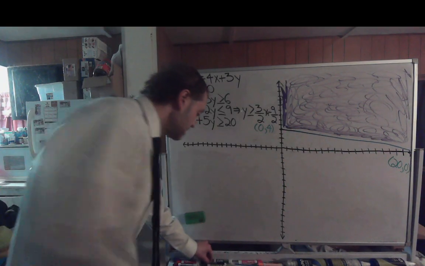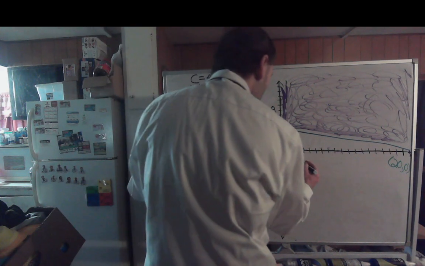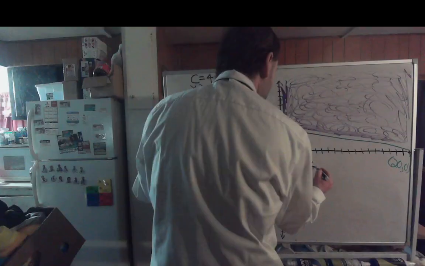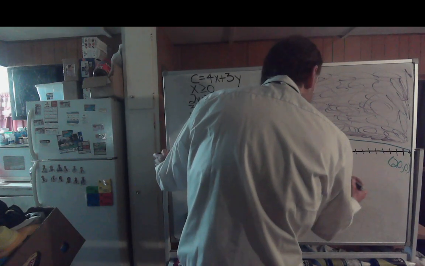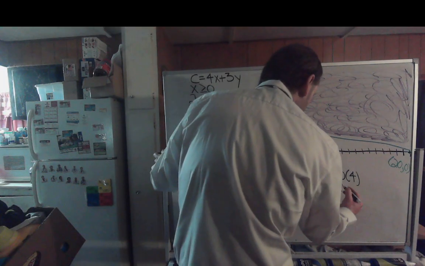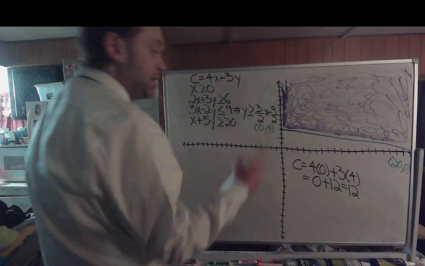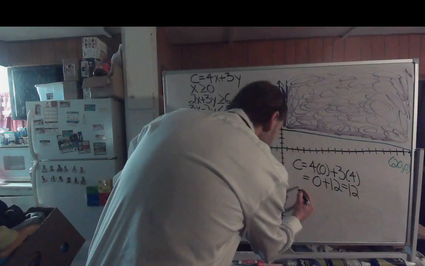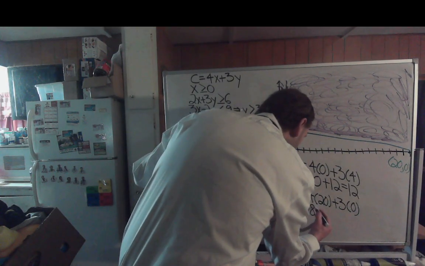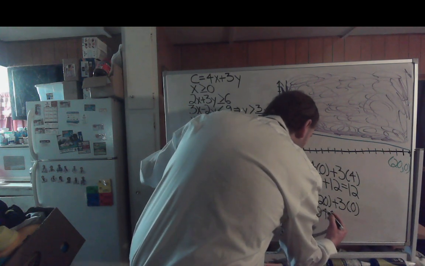Let's start with the coordinate 0, 4. Put that into our objective function. So c equals 4 times that x value of 0 plus 3 times that y value of 4. Well, that's going to give you, of course, 0 plus 12, which would give you 12. All right, so now how about 20, 0? Put that coordinate in. C equals 4 times that x value of 20 plus 3 times your y value of 0. Well, that, of course, is going to give you 80 plus 0, which would just give you 80.